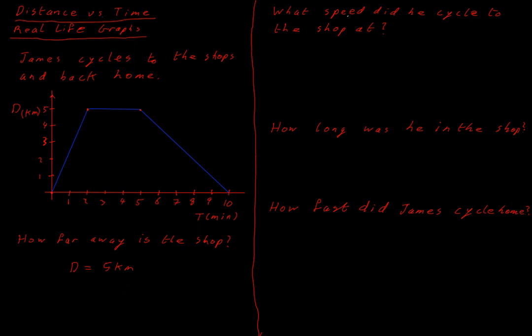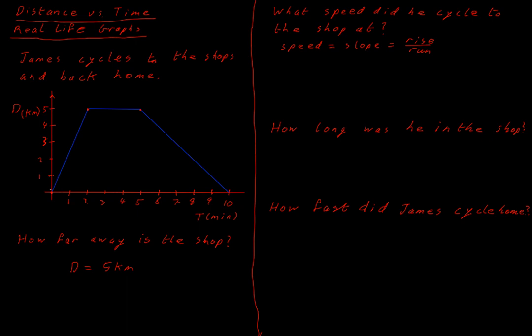Now, what speed did he cycle to the shops at? So what was his speed when he was traveling to the shops? So we're dealing with this area here where we were at home and we got to the shops. Well, our speed, we know in a distance time graph, this is only true for a distance time graph, our speed would be equal to the slope of our line, which is equal to rise over run.